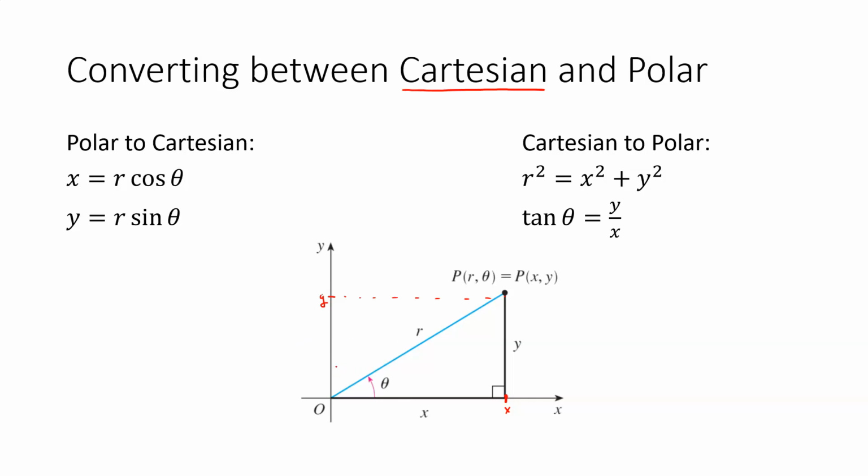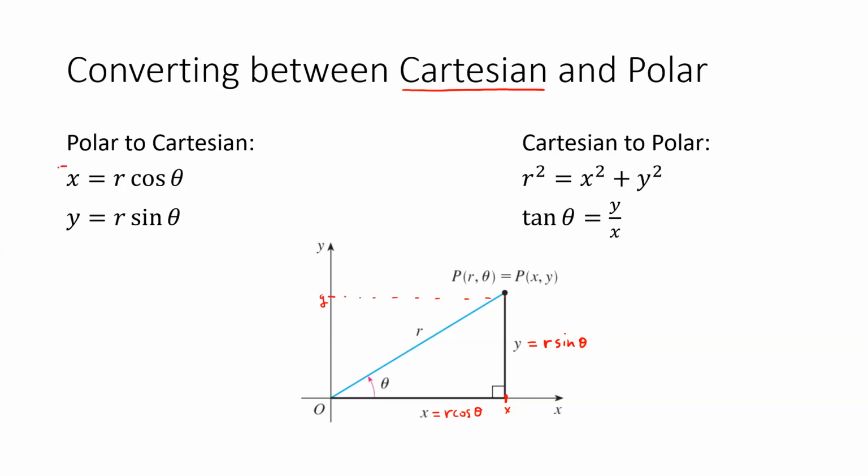Because we know that, for instance, sine of the angle theta will equal y over r, the opposite over hypotenuse. So therefore y is equal to r sine of theta. Cosine of theta will be x over r, so x is equal to r cosine theta.